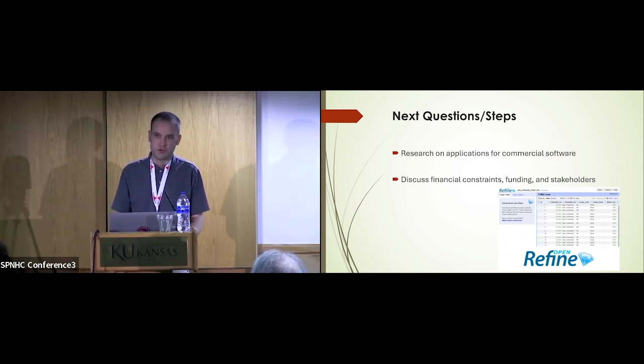For next questions and steps within this research process, one angle to take would be research on applications for commercial software, such as OpenRefine, and how staff members utilize it. In addition, we could discuss financial constraints, funding and grant sources, and the needs of other stakeholders, and how these factors affect other institutions' efforts in increasing their own ideas to progress biodiversity data refinement.